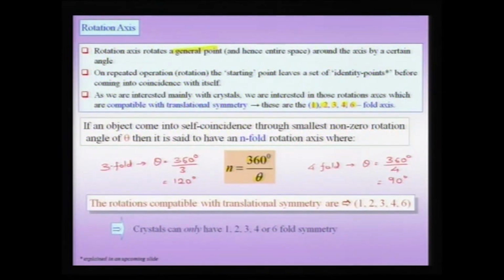In other words, I do not have to consider the entire set of rotation axes. There is no 5-fold involved here, there is no 7-fold here, there is no 11-fold, etc. Therefore, there is only a small finite set of rotation axes I need to consider when I am talking about rotational symmetry which is consistent with translational symmetry, or that which is consistent with crystals. Therefore, future focus will be on those rotations which are compatible with translations, which are the 1-fold, the 2-fold, the 3-fold and the 6-fold rotation axis. So, let us try to understand what this rotation axis is and what it does to a general point.